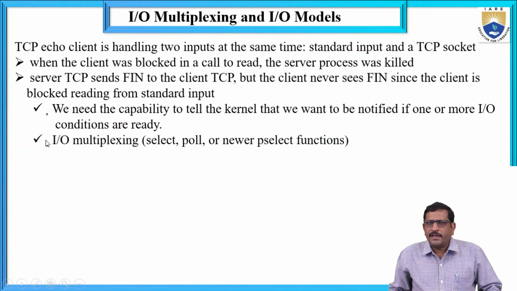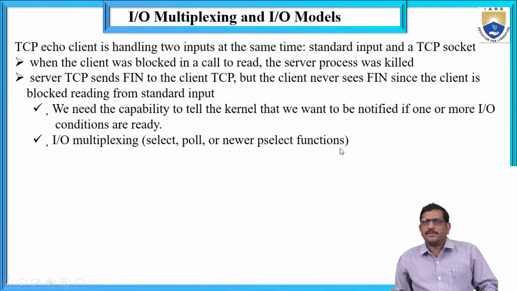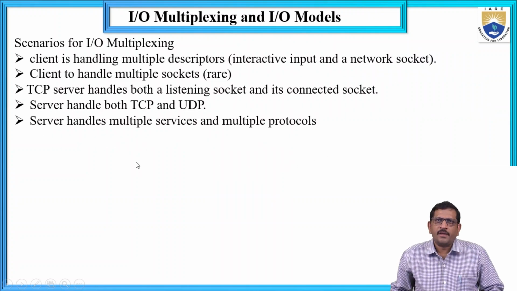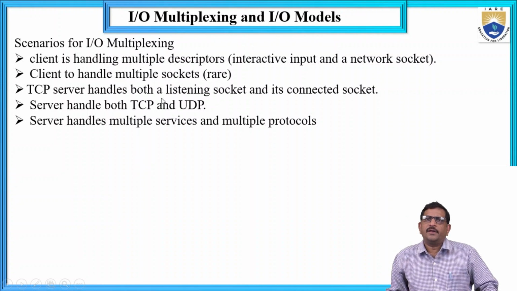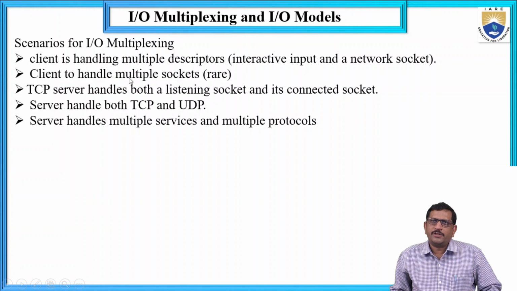I/O multiplexing, input output multiplexing, involves selecting operations. Now we can perform multiplexing by selecting a set of inputs and polling, or using the select functions. Here are the scenarios for input output multiplexing: many inputs and a single output can be produced.